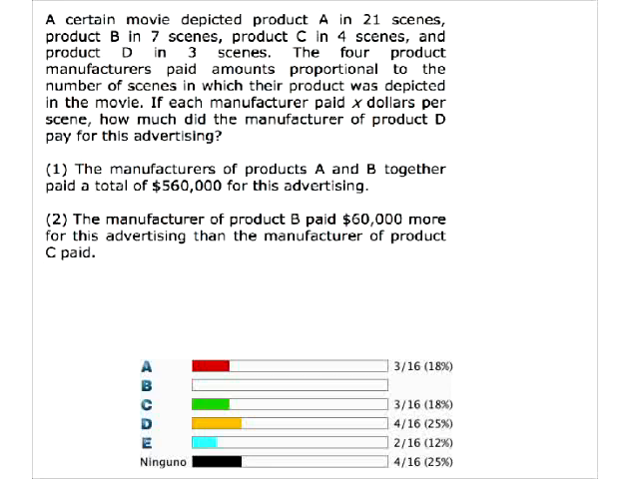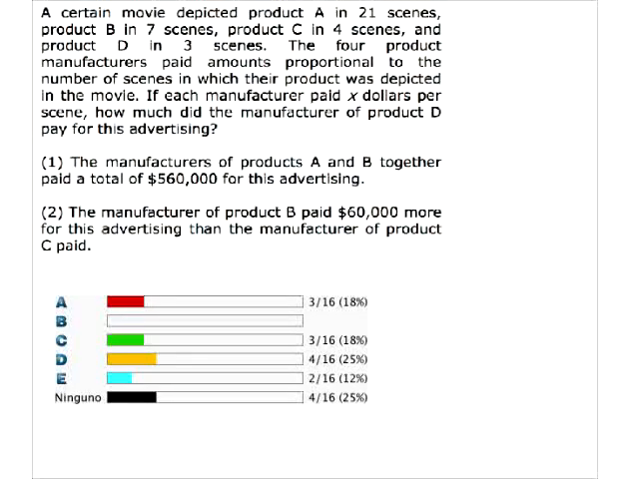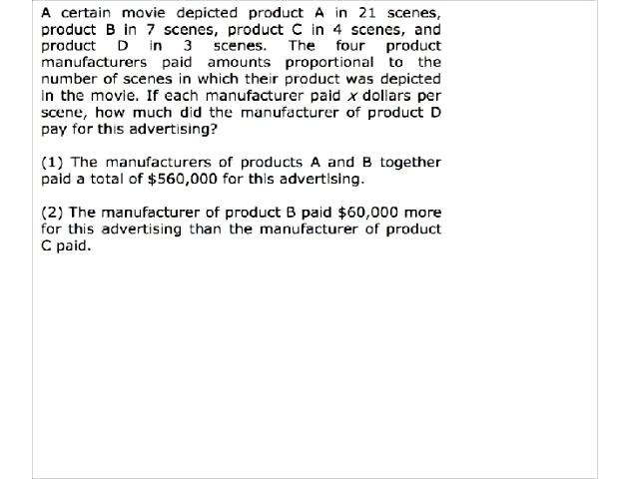Okay, so here's your class statistics, definitely all over the place on this one. So it's going to be some learning to do here. Let's talk about this problem. A certain movie depicted product A in 21 scenes, B in 7 scenes, C in 4 scenes, D in 3 scenes. And then you have this statement. 4 product manufacturers paid amounts proportional to the number of scenes.